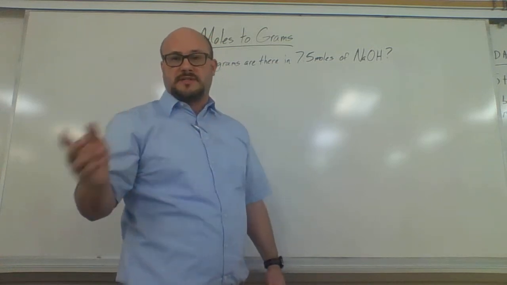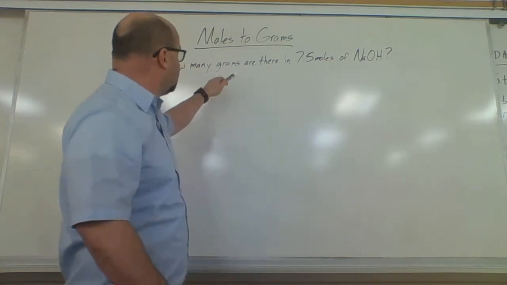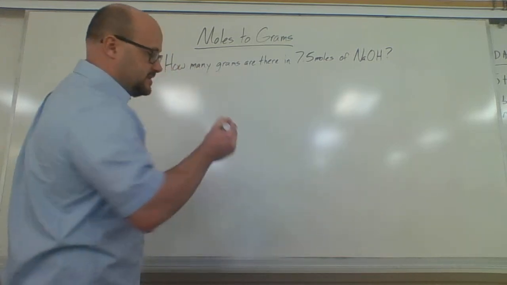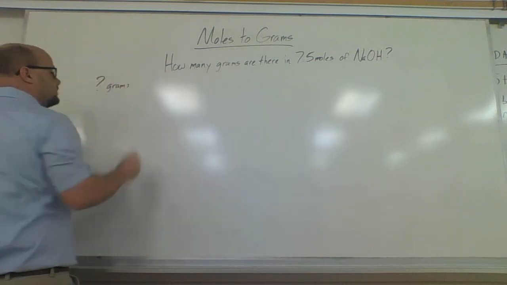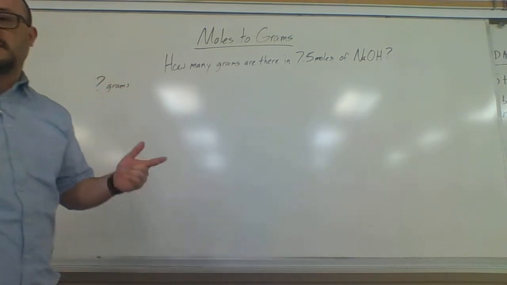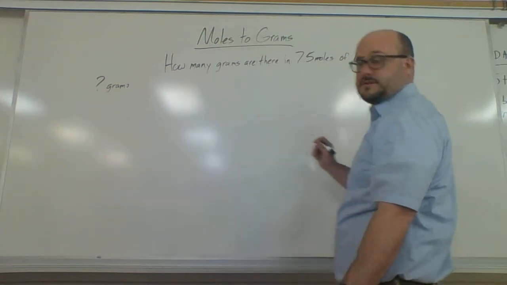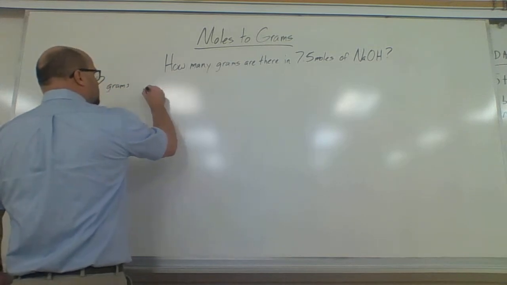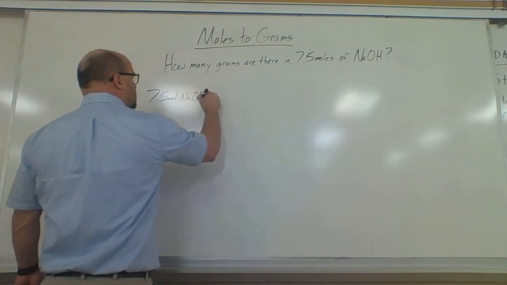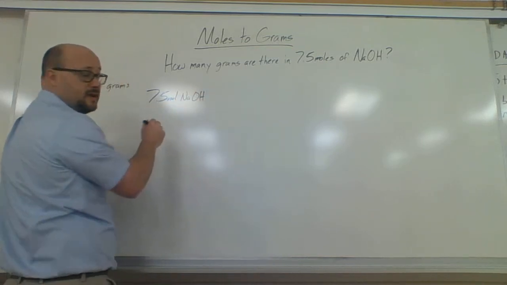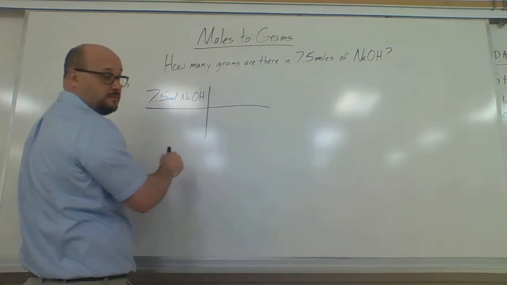The first step, like we said in the notes, is to identify what you're looking for. In this question it says how many grams. So we're going to say question mark grams. The second step was to identify what you have, and in this case it gives us 7.5 moles of NaOH. So we're going to say 7.5 moles of NaOH. Draw a railroad track out. Draw the first railroad tie and put the first number over 1.